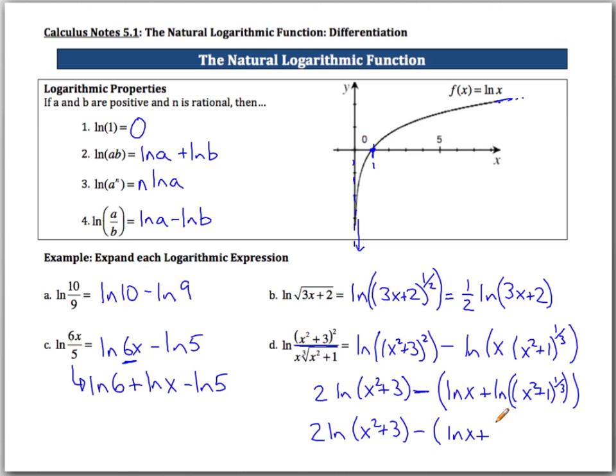And so the 1/3 will multiply in front, and it's times the natural log of x squared plus 1. And then you can choose to distribute the negative if you would like. So we have 2 natural log x squared plus 3 minus natural log of x minus 1/3 natural log x squared plus 1. Okay, so that's basically how we use the properties of the natural logarithmic function.